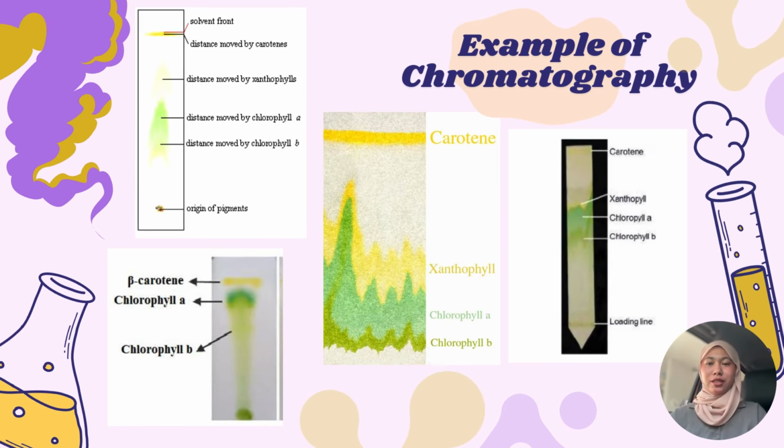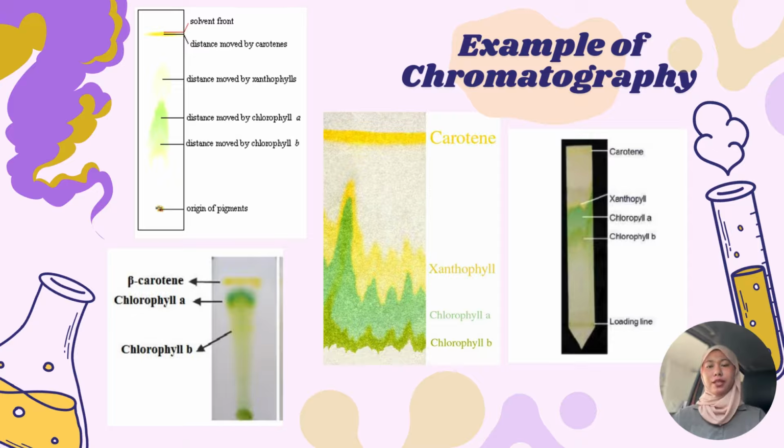Based on the methodology discussed earlier, all of these example chromatograms illustrate the outcome of the paper chromatography process used to separate plant pigments. In each case, the plant extract was initially applied at the origin line near the bottom of the paper. As the chromatography paper was placed in the solvent, the solvent traveled upward by capillary action, carrying the pigments along with it. Across all of these chromatograms, a consistent separation pattern can be observed.